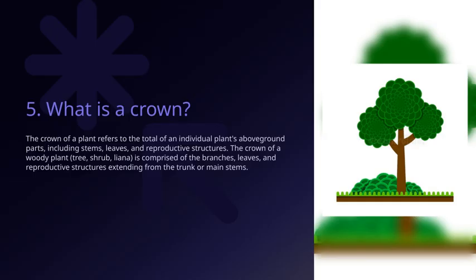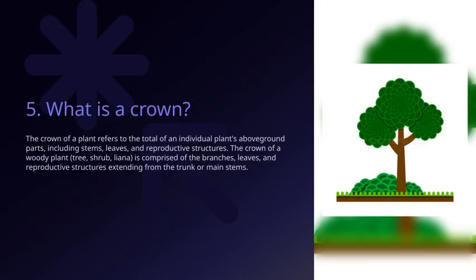Now, when we focus on woody plants, such as trees, shrubs, or lianas, the crown is made up of the branches, the leaves, and the reproductive parts that extend from the trunk or main stems. Think of it as the entire upper structure that supports the plant's growth, reproduction, and overall health. Understanding the crown is important because it plays a vital role in photosynthesis, reproduction, and overall plant stability. It connects to the larger theme of plant structure and function, helping us see how different parts work together to keep the plant thriving.